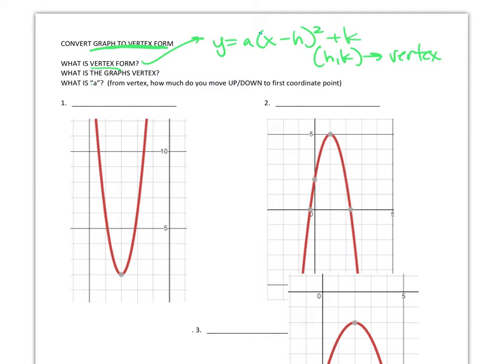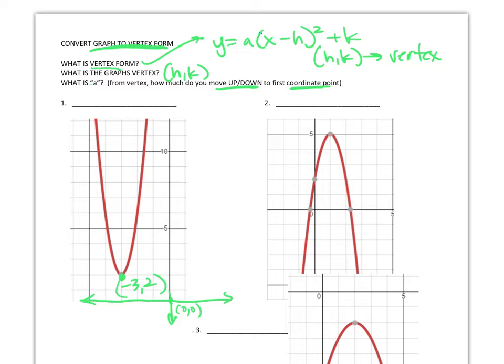What is the graph's vertex? Again, that is the (h, k). And what is a? We're going to be looking at how we go up and down to a coordinate point. I know in class today it was really confusing what was happening with this graph. Assuming this is (0, 0) right here, then this vertex is left 3, up 2. So the vertex is (-3, 2). And again, that vertex is the point of the parabola, the minimum or the maximum.